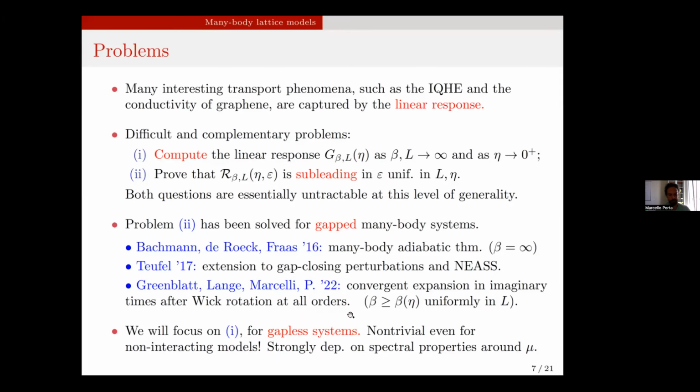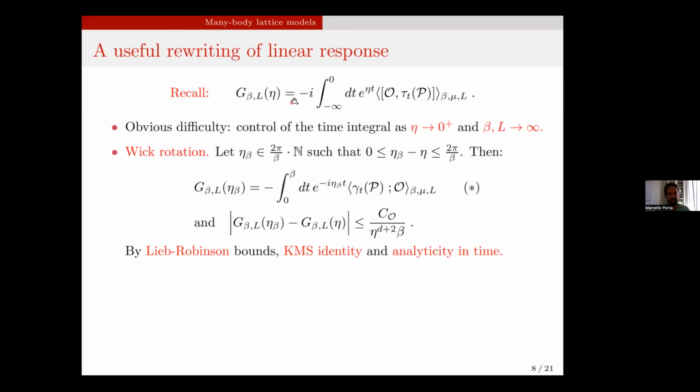Okay, so let me start again from the Kubo formula for linear response, and let me point out some obvious difficulties that one has to face in studying this object. One obvious difficulty is that here you have a time integral over an unbounded interval of time, which you have to control in the limit in which eta goes to 0. Of course this exponential factor is useful, but it's not useful if ultimately eta goes to 0, and it's extremely hard to extract decay from this type of correlation function for general non-integrable many-body systems.